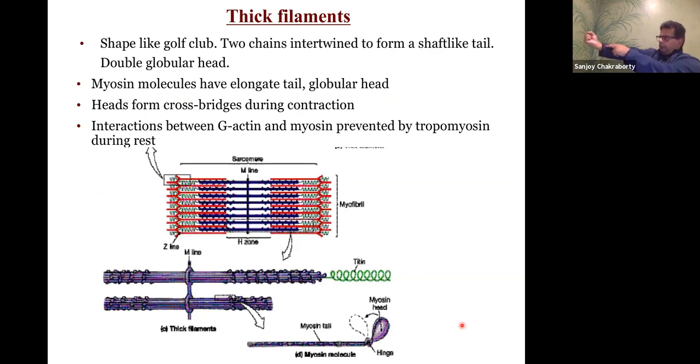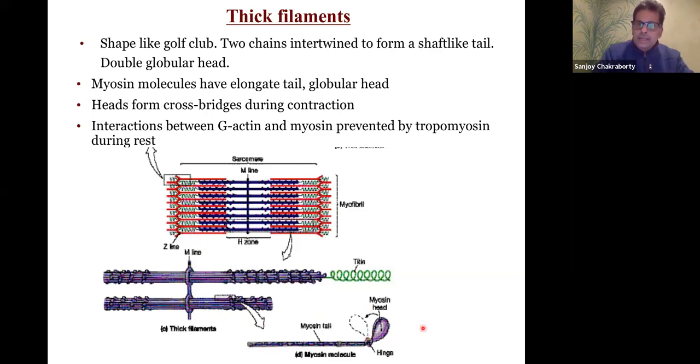Now, if you consider this the tail of the myosin molecule, all the tails face towards the midline, the M-line protein. So all the tails are this way and all the heads protrude outside, like this. If you look from this side, the heads are here. If you look from this side, the heads are here. The tails are towards the midline, creating a structure like a golf club.